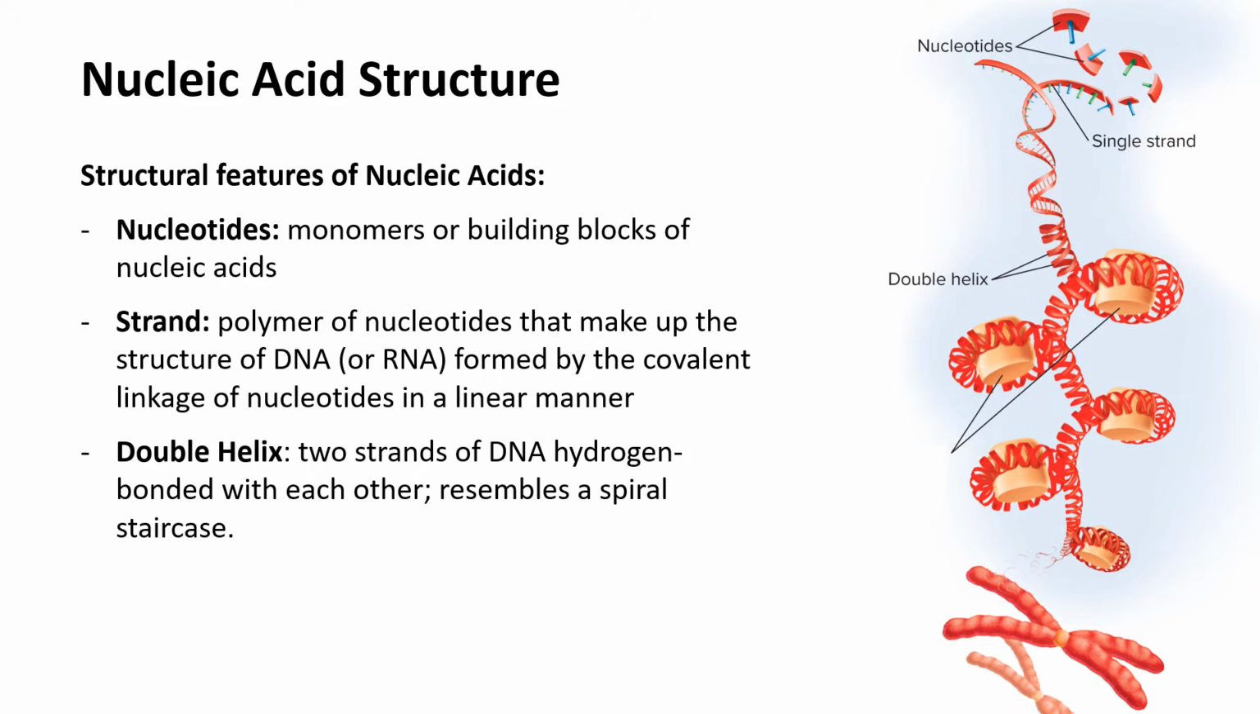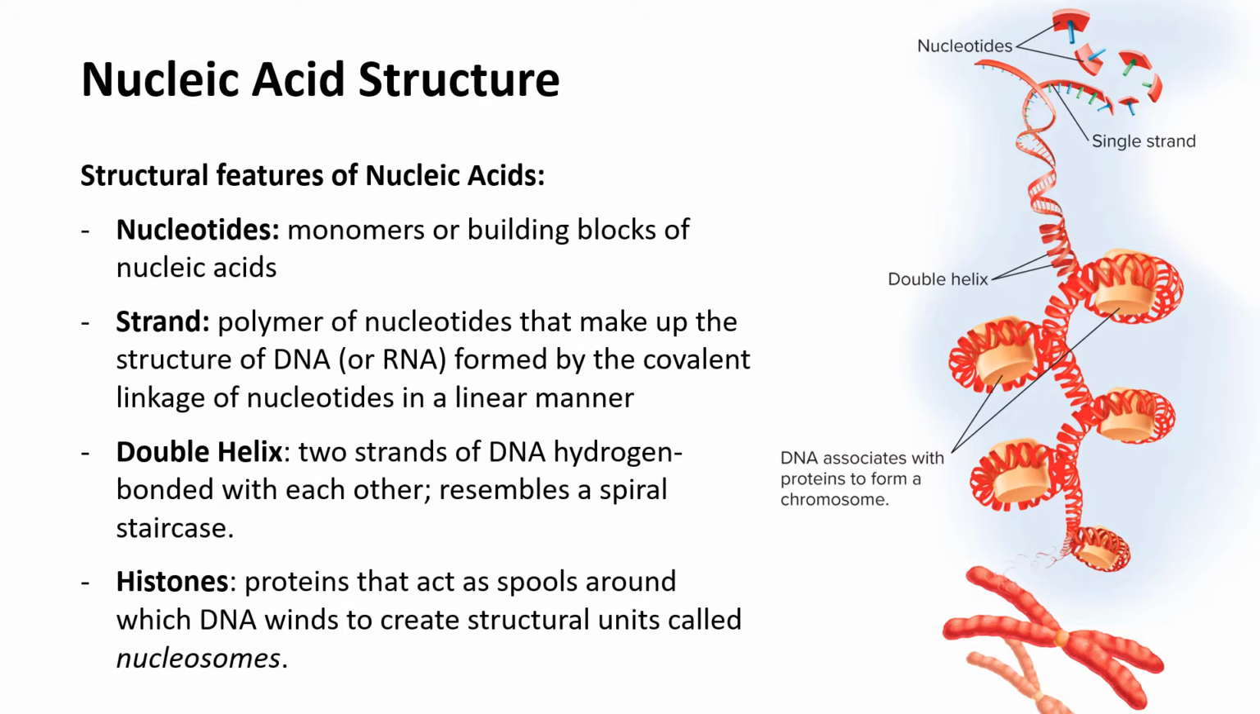Specifically in DNA, we have two strands that form a double helix, where it resembles a spiral staircase. More on this specific structure in just a bit. We also see that DNA in particular is wrapped around histones, which are proteins that act as spools that wrap DNA, like the thread of DNA, into nucleosomes.